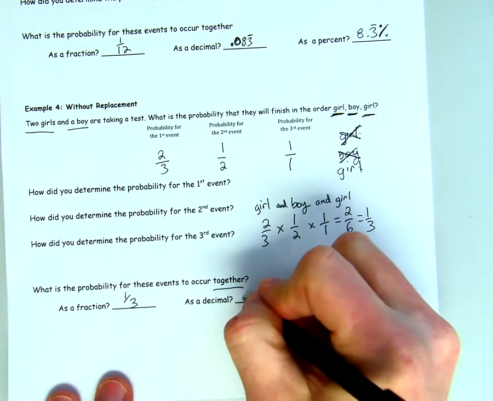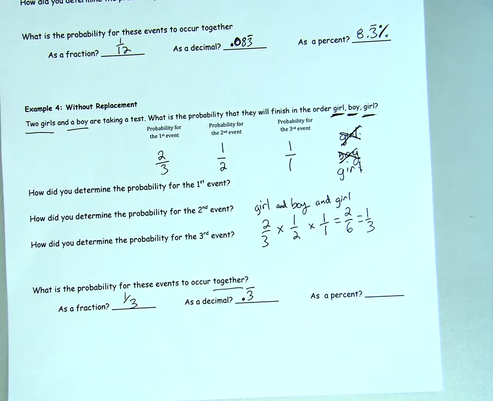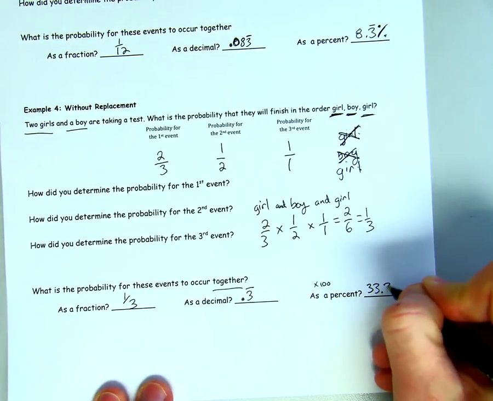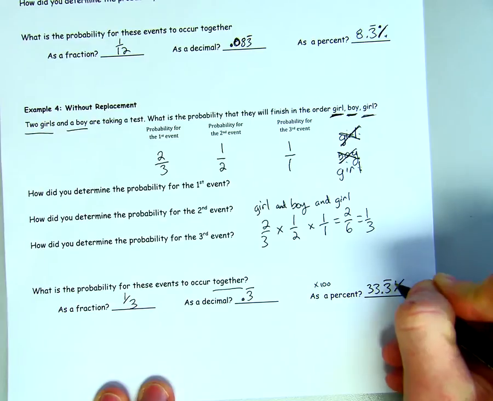Turn that into a decimal, and I get 0.3 repeating. Multiply by 100 to get to my percent, and I will get an answer of 33.3%. And 3 is repeating.